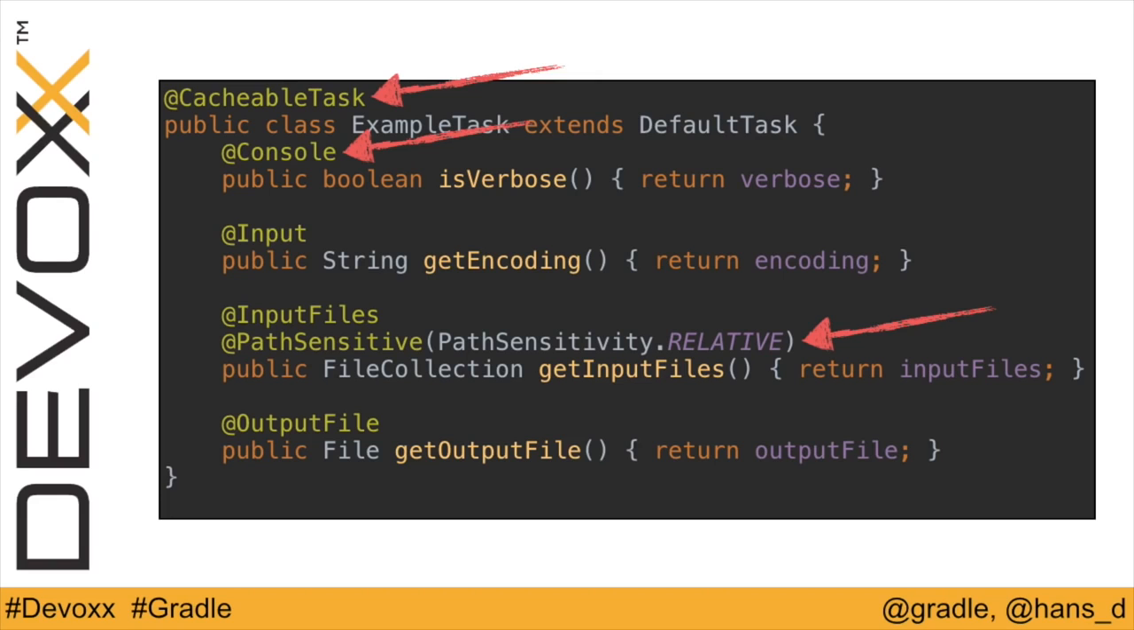So we have now added annotations where you can tell us the path sensitivity, right? So you can say it should be absolute, okay, then we do it. You can say it should be relative to the project root directory. You can say only the name of the file is important, let's say for class path, for jars, right?